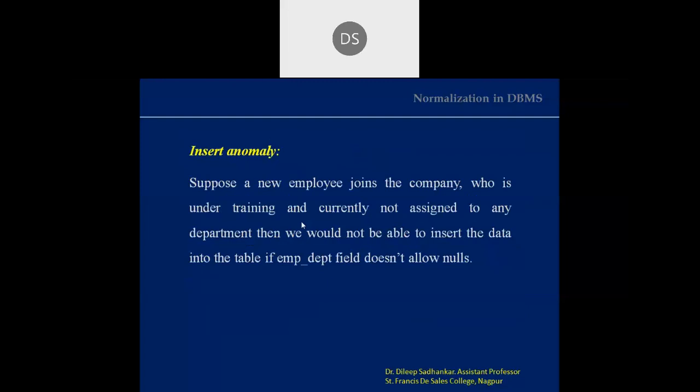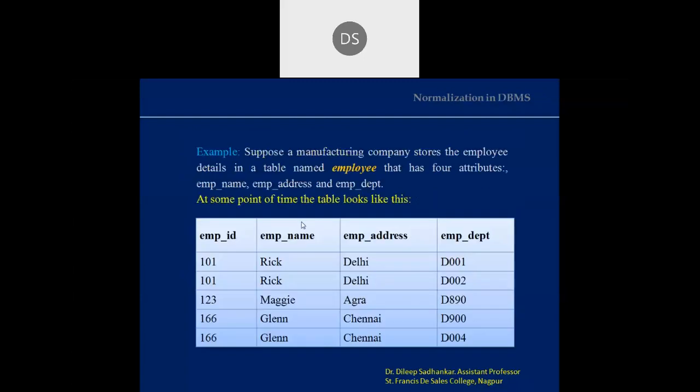Then another insert anomaly. Suppose a new employee joined the company, who is under training and currently not assigned to any department. That means he is on training and yet to be assigned a department. Now what is the problem? We cannot add that entry into the table.